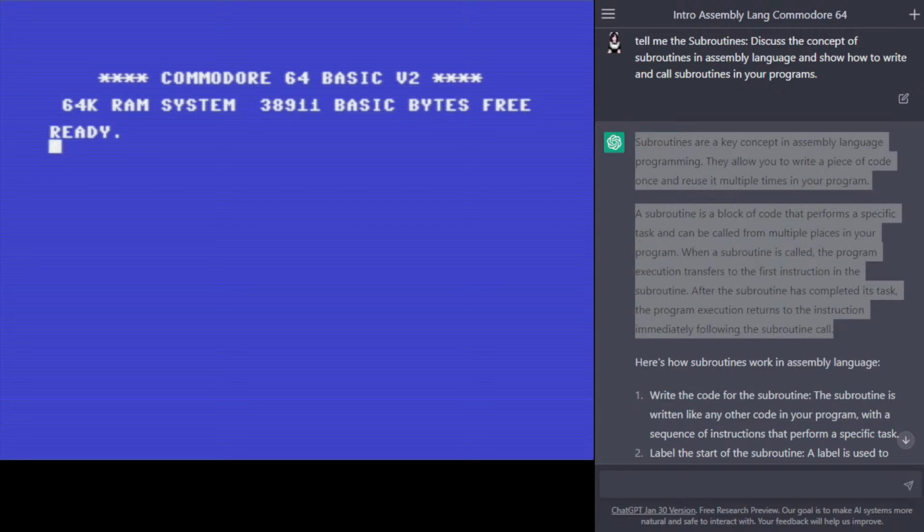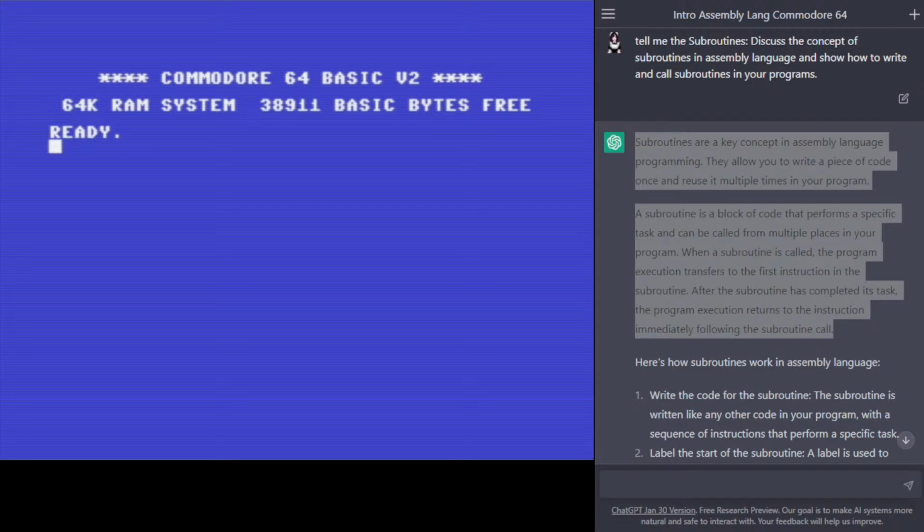Subroutines are a key concept in assembly language programming. They allow you to write a piece of code once and reuse it multiple times in your program. A subroutine is a block of code that performs a specific task and can be called from multiple places in your program. When a subroutine is called, the program execution transfers to the first instruction in the subroutine. After the subroutine has completed its task, the program execution returns to the instruction immediately following the subroutine call.